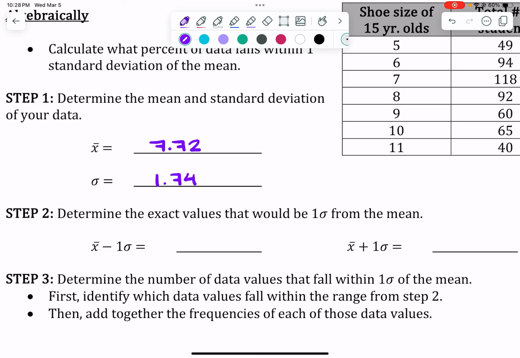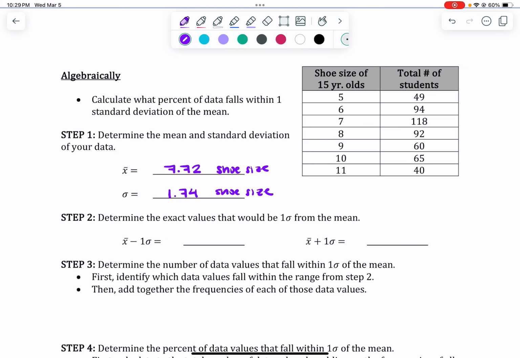Now, shoe sizes don't really have units, so I'm not writing down the units here, but if they did, I would. If you're not sure in a situation, you could always write down shoe size, even though that's not technically a unit, it's what I'm measuring, if it makes you feel better.